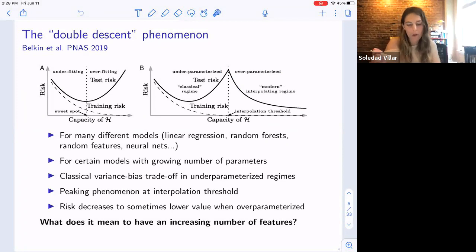Okay, so in this talk, I'm going to describe some things about this double descent phenomenon, and something that I want to discuss is what it means to have an increasing number of features for some models, in particular in the setting of Gaussian processes. But yeah, so this peaking phenomenon is where you have a large value of your risk at the interpolation threshold, and that's typically known as the peaking.